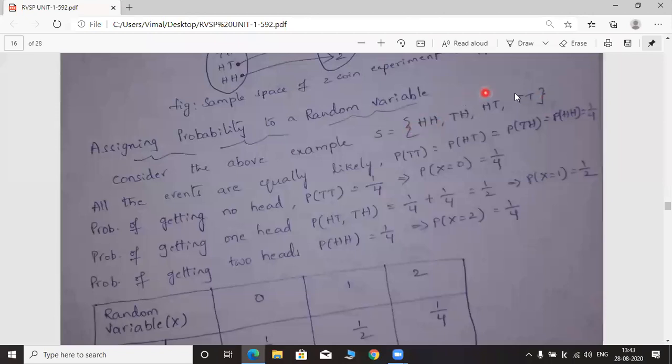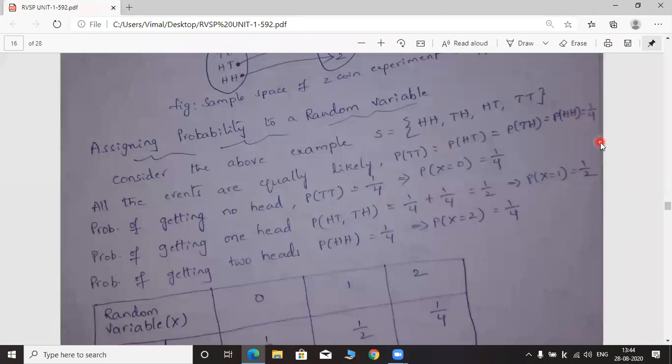So all these events are equally likely. What is meant by the word equally likely? Each and every event has equal probability. So the probabilities can be written like this: probability of TT is equal to probability of HT is equal to probability of TH is equal to probability of HH is equal to 1 by 4.